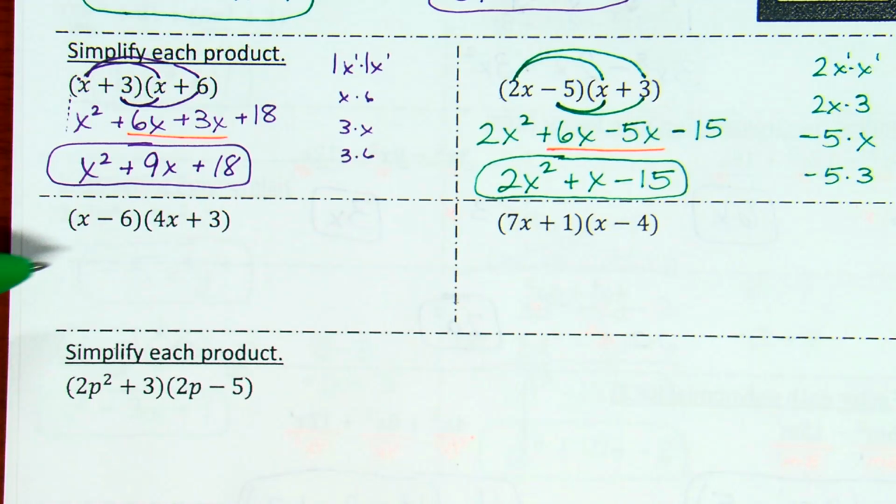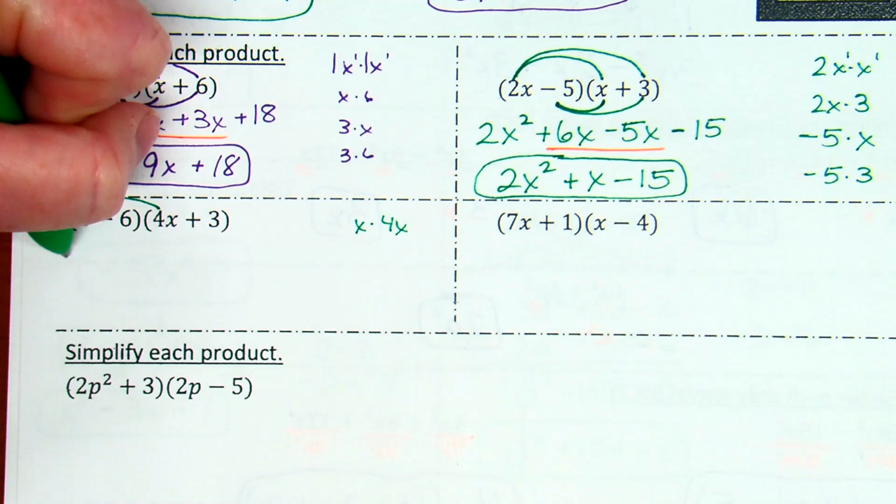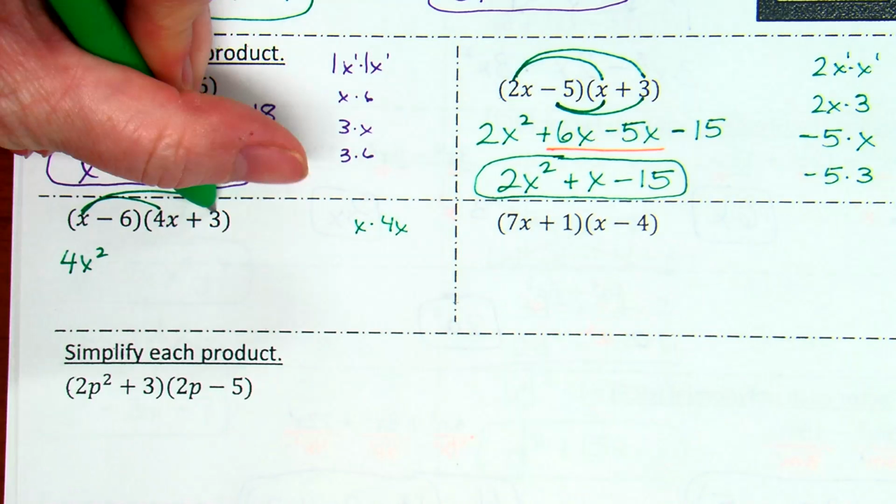Okay, x minus 6 times 4x plus 3. Multiply x times 4x. Okay, good. X times 4x would be 4x squared. Remember, when you multiply x times x, it's going to change your power. So 4x squared. And then x times 3, which would be 3x. They're both positive. So plus 3x.